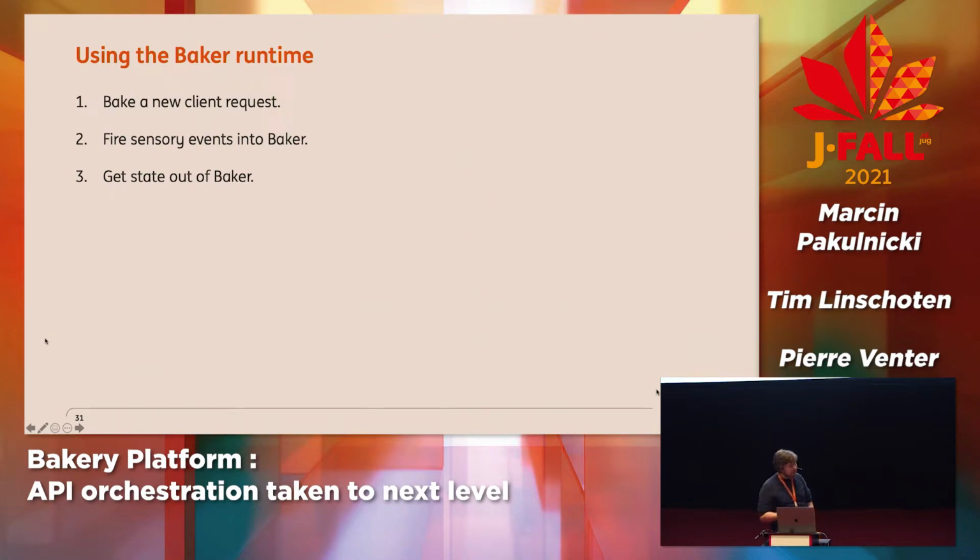Okay, so now we have set up the baker runtime. How do we use it? So it will be 3 steps. First, we'll bake a new client request. So that's just creating a new client request. Then we'll fire sensor events into baker. And finally, we get the state out of baker. So we never say execute an interaction, because depending on what data and events are available, the baker runtime will execute it for you.